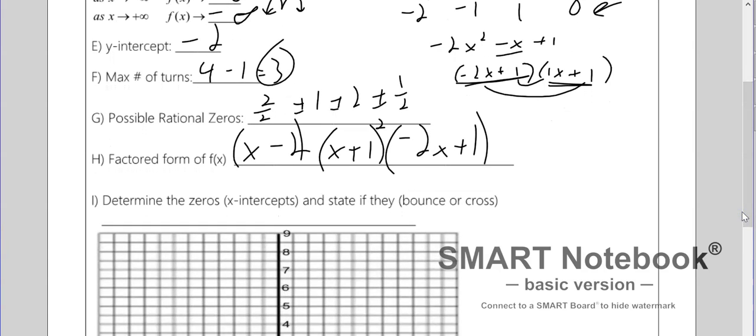Now the other option would have been, if you want to put x minus 2, x plus 1 squared, and take the negative out and keep this positive. You could have done that also. Some people might do that. Okay? But there should be a negative in front of that.